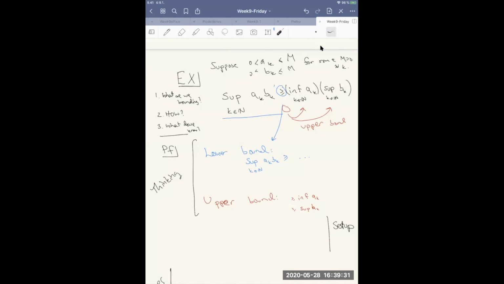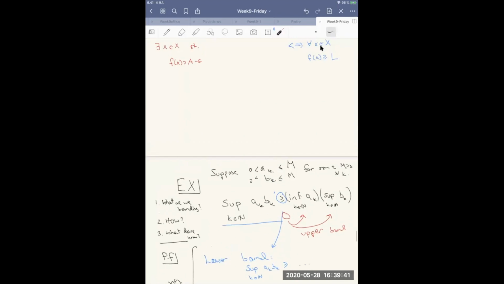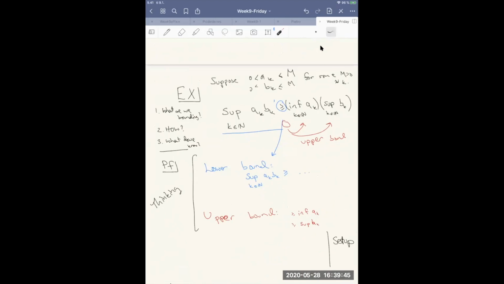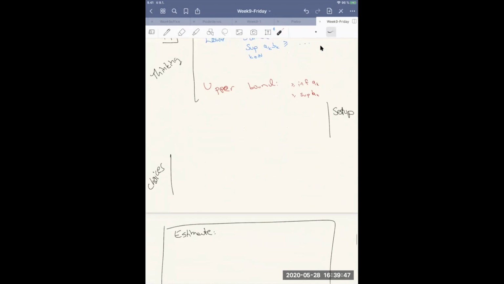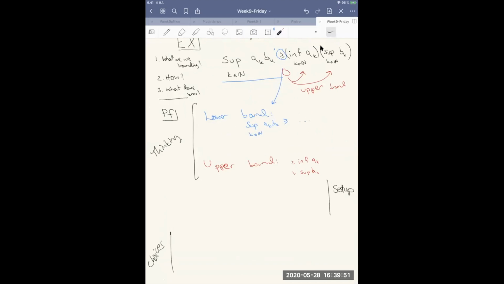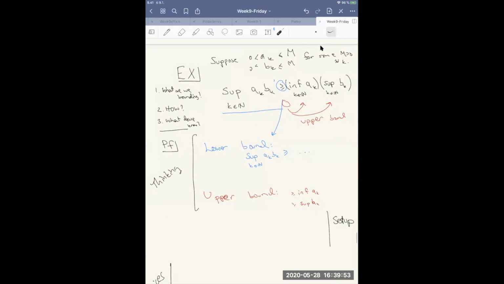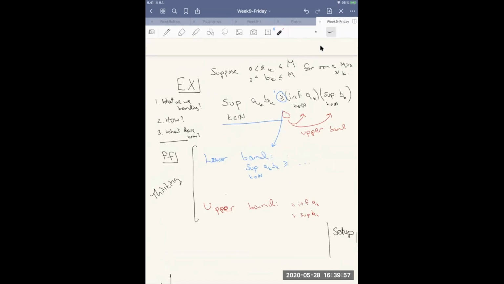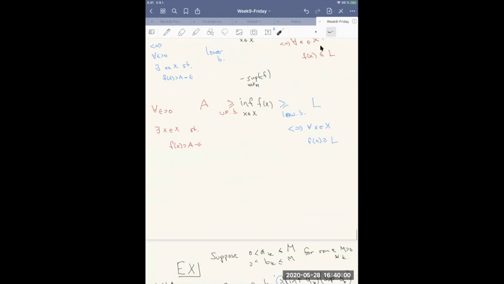And what do we know? In this case, we know very little to start with, other than that these are all finite numbers. We know that they're also non-negative. So there's a setup and choices. Again, I will not focus on these parts now. The setup would be just assuming that we have a_k, b_k and M, as in the statement. So let's go up here.